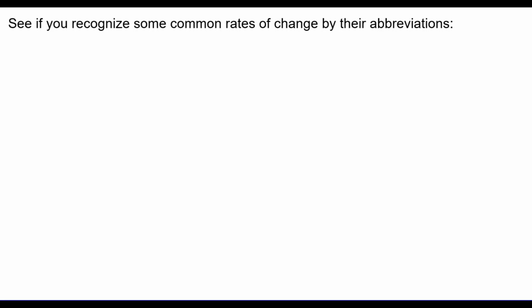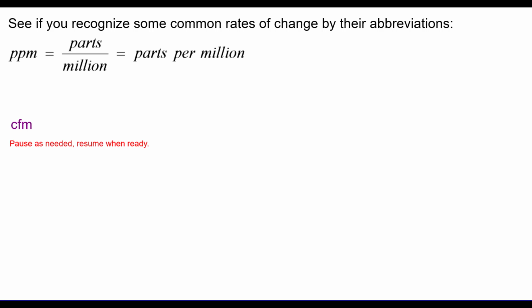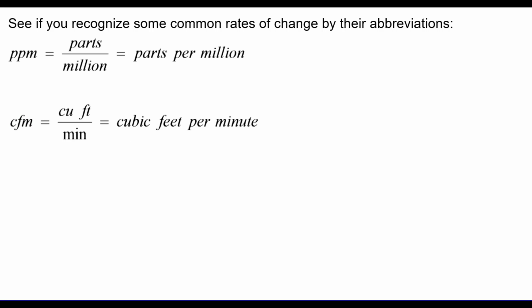See if you recognize some common rates of change by their abbreviations. ppm. Pause as needed, resume when you're ready. ppm stands for parts per million. Second example, CFM. Pause as needed, resume when you're ready. And this would be cubic feet per minute. And the last one, GPF. Pause as needed, resume when you're ready. And that would be gallons per flush.